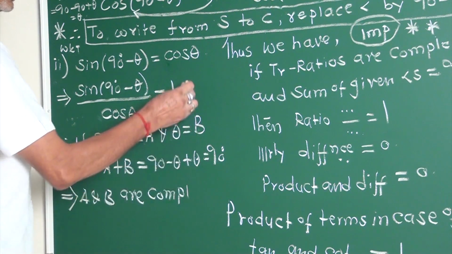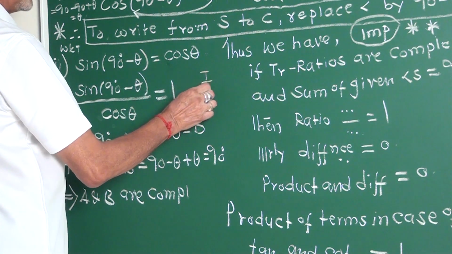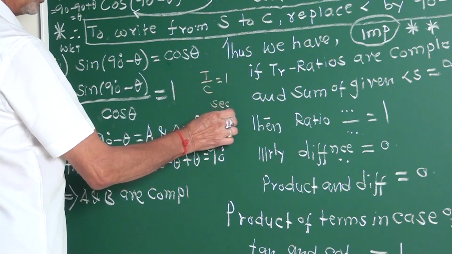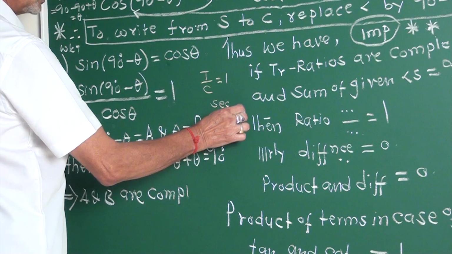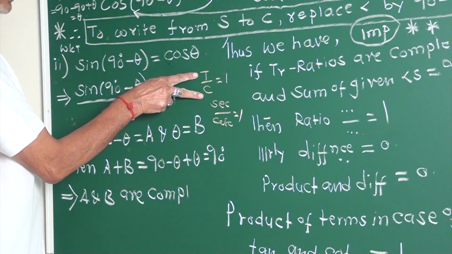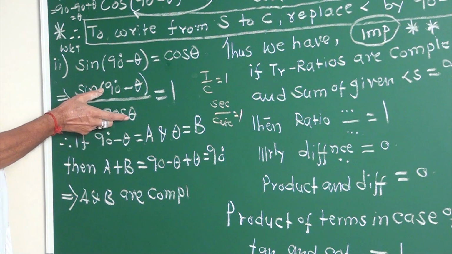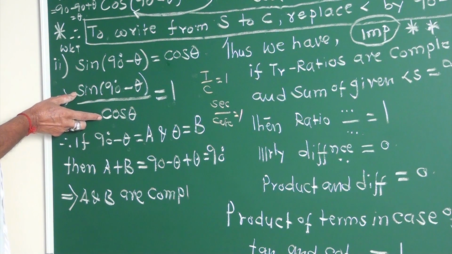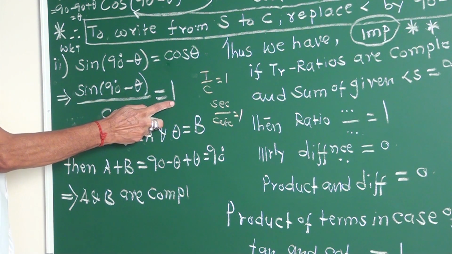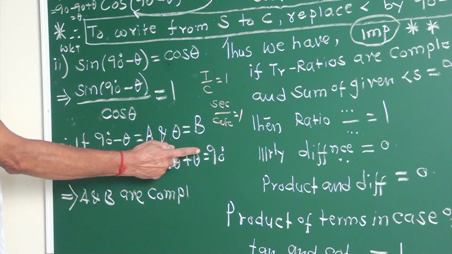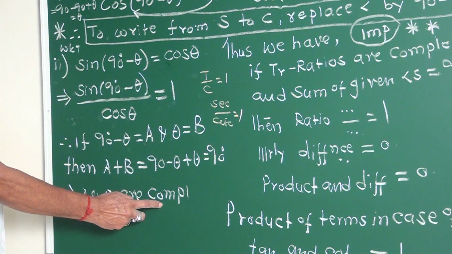Similarly, in case of what? It is, my friend, tan upon cot or cot upon tan is 1. What is next? It is sec upon cosec. It is also 1. Therefore, these two must be complementary functions, and the sum of the angles must be 90. In that case, this ratio you can write directly as 1. This is a time saving result, my friends. Same thing: A plus B is 90 degrees, A and B are complementary.